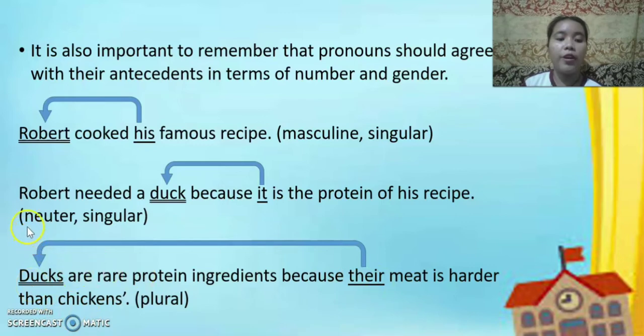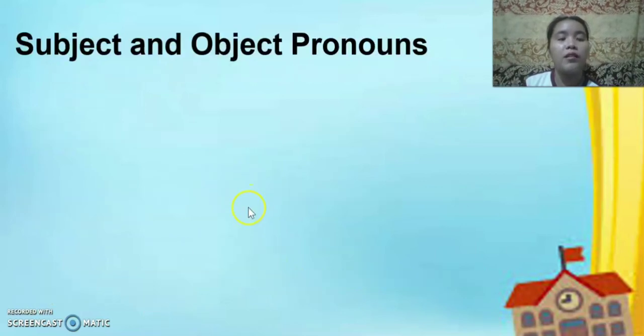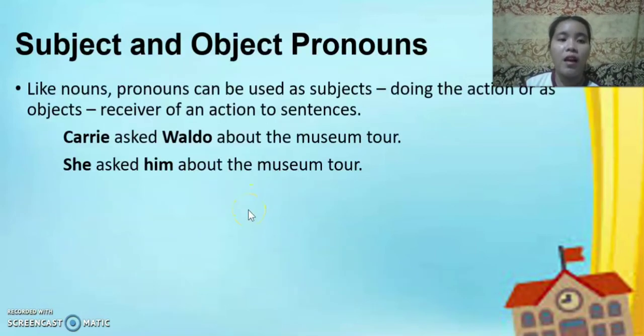And i-compare na to sa second sentence here, example, duck, it is it because one here it is duck is singular, while here in the third sentence it is ducks. So it is there, plural. See here, it's plural. Okay, now let's move on. Subject and object pronouns. Like nouns, pronouns can be used as subjects, meaning doing the action, or as objects, the receiver of an action to sentences.